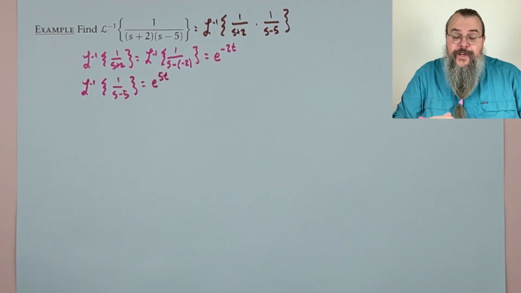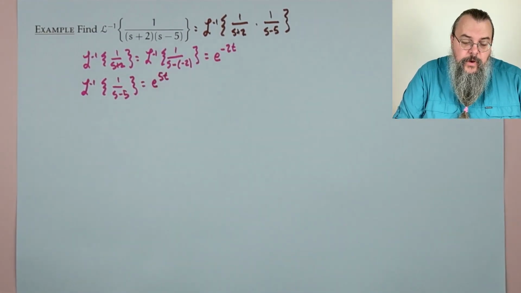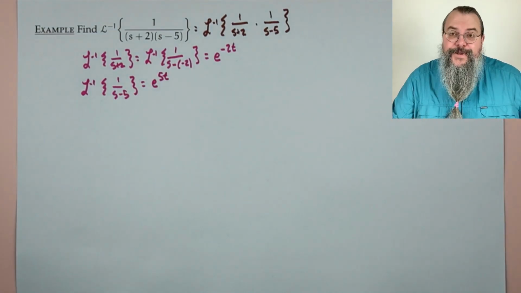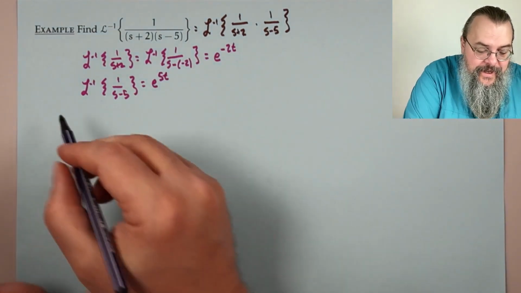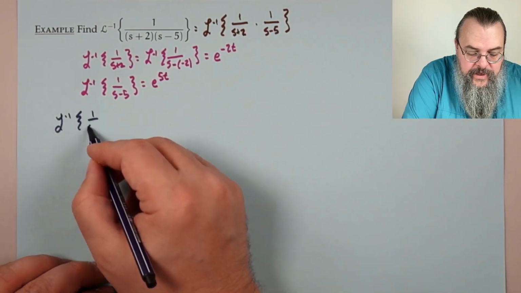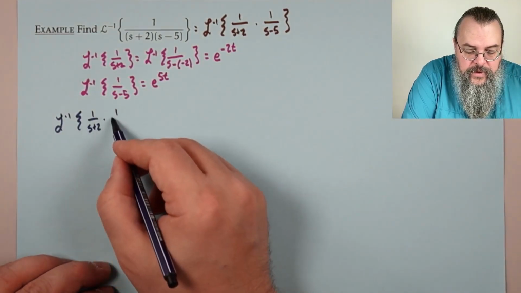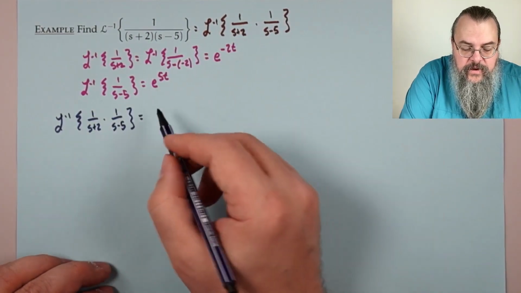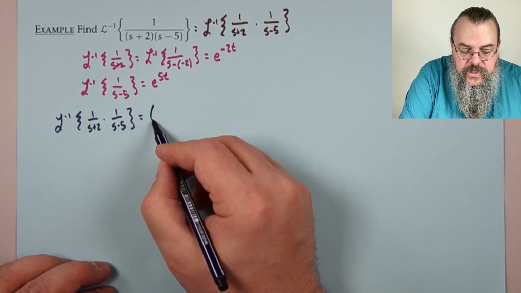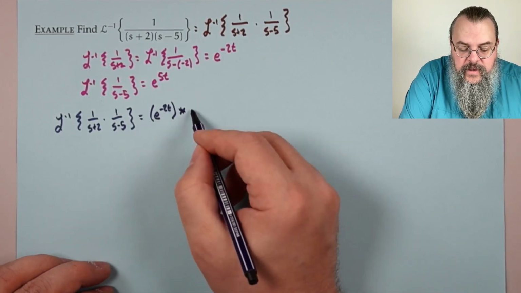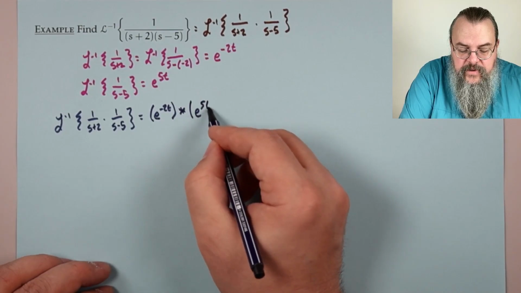All right, so here we go. We now have, by our rule for convolutions, that the inverse Laplace of 1 over s plus 2 times 1 over s minus 5 is going to be the convolution e to the minus 2t convoluted with e to the 5t.